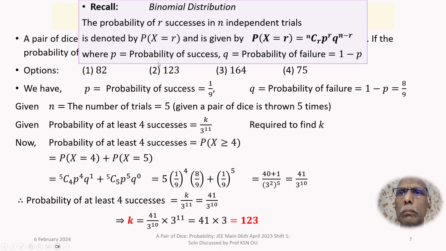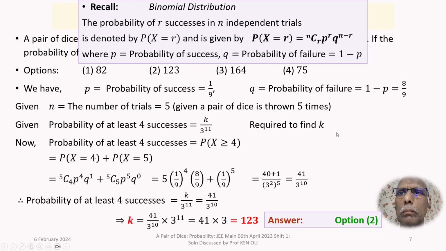Let's look at our options. In our options, 123 appears against option 2. Therefore, the answer to this question is option 2. That's the value 123. And it is definitely a moderately difficult question, but it's not very difficult. It is moderate. That means you should remember this binomial distribution. If that is the case, then it will be easier.